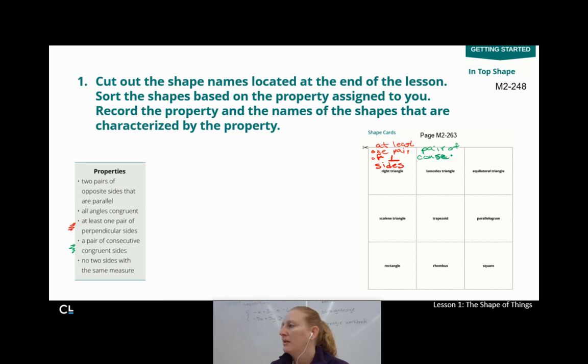I can't spell consecutive. You have more space on your cards than I do. Consecutive, I can't spell anymore. Congruent, I'm going to use a congruent symbol. Sides. No two sides with the same measure. No, that's not true. Okay.